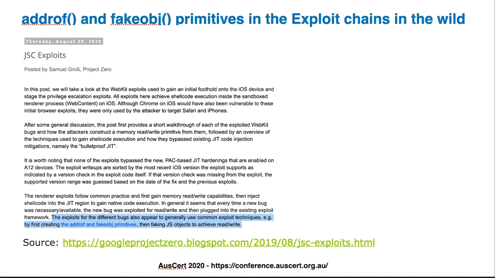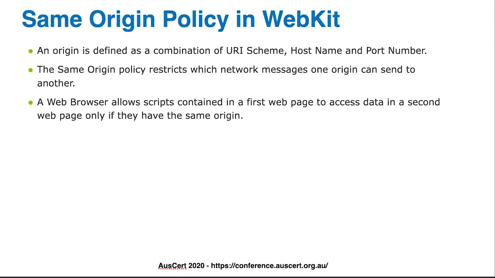Now, these primitives were actually first written by a known researcher called Samuel Groß from Project Zero. However, the Project Zero team has also found the use of these chains or these primitives being used in the wild. Same origin policy. So an origin is defined as a combination of a URL scheme, a host name, and a port number. The same origin policy in a way restricts which network messages one origin can send to another.